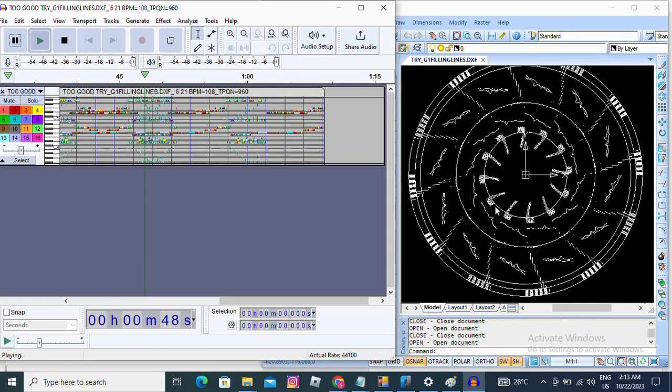The numerator is taken as 6 and the denominator is taken as 21 in the time signature of the MIDI file. BPM is taken as 108 and TPQN is taken as 960. The microsecond per tick is auto-calculated as per the algorithm, since it calculates everything up to 38 decimal places because I am using CAD.